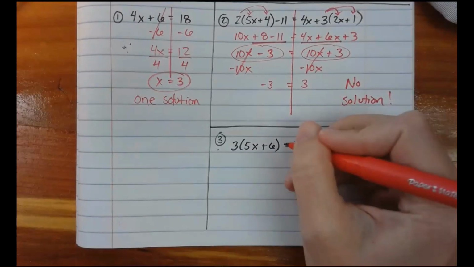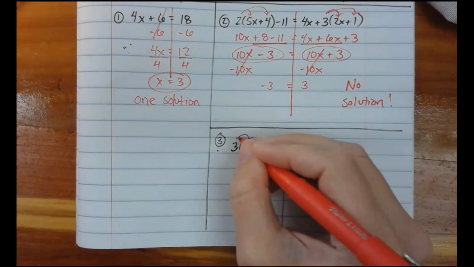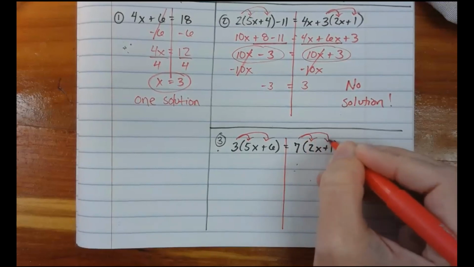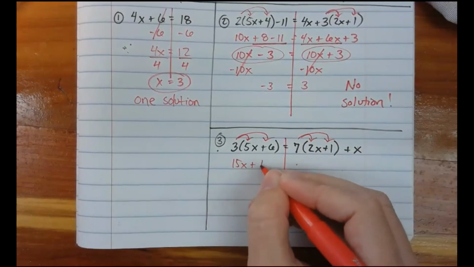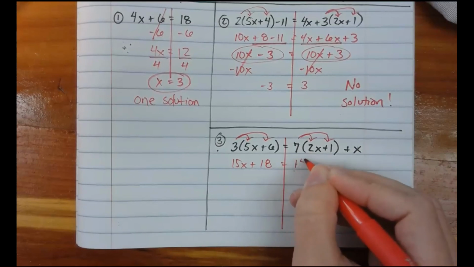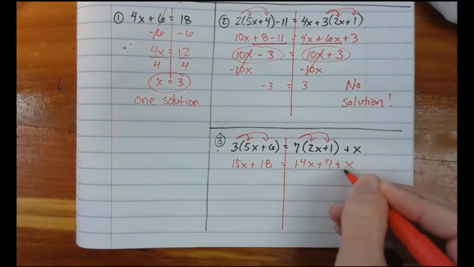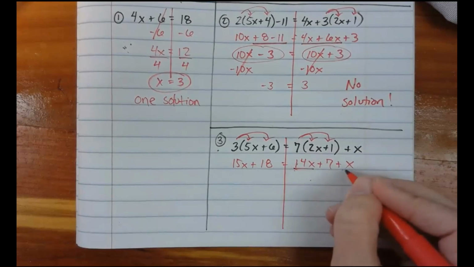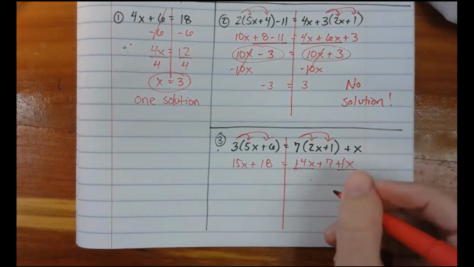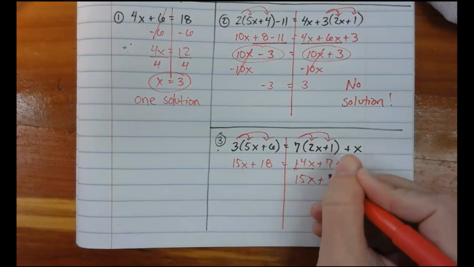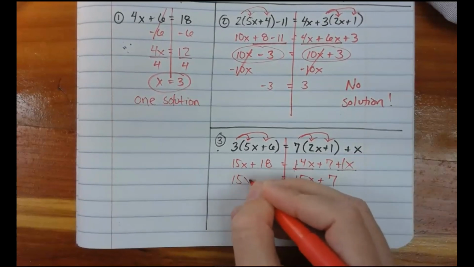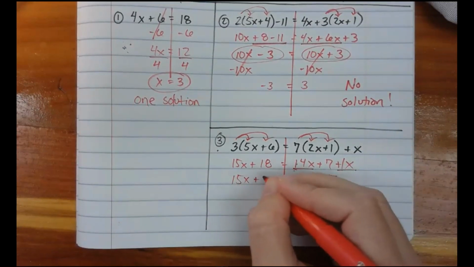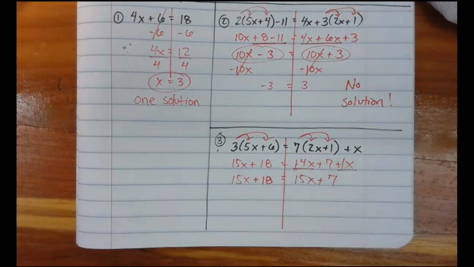Which means that this last one should be your infinite solution. And of course I'm going to distribute everything first. That gives me 15x plus 18 is equal to 14x plus 7 plus x. Nothing to combine over here. 14x and 1x gives me 15x plus 7 on this side. And I get 15x plus 18. I thought I had come up with an infinite solution, but apparently not.